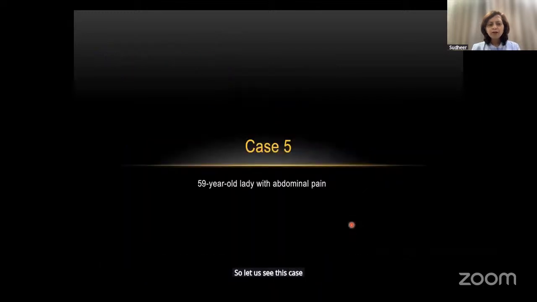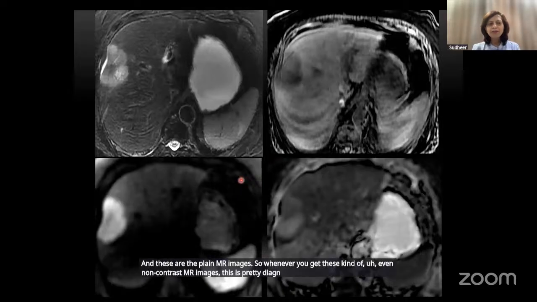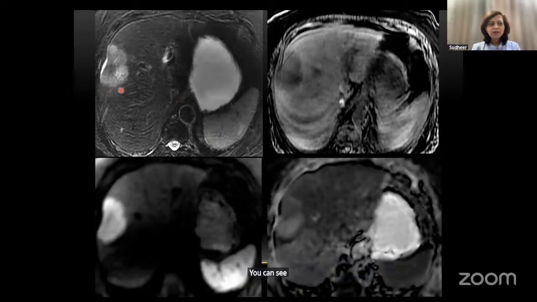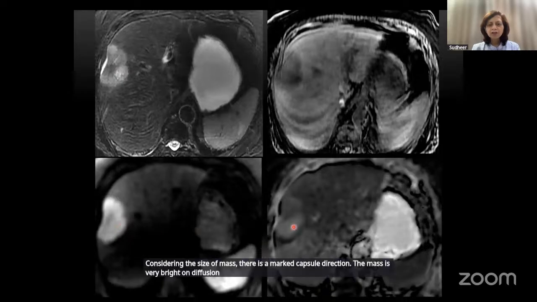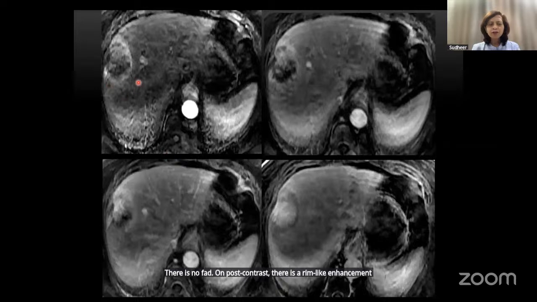A 59-year-old lady with abdominal pain, and these are the plain MR images. So whenever you get these kind of even non-contrast MR images, this is pretty diagnostic of the entity. You can see that there is a very well-defined lobulated mass in the subcapsular part of liver. Considering the size of mass, there is a marked capsular retraction. The mass is very bright on diffusion, dark on ADC. There is no fat. On post-contrast, there is a rim-like enhancement, heterogeneous in the periphery.